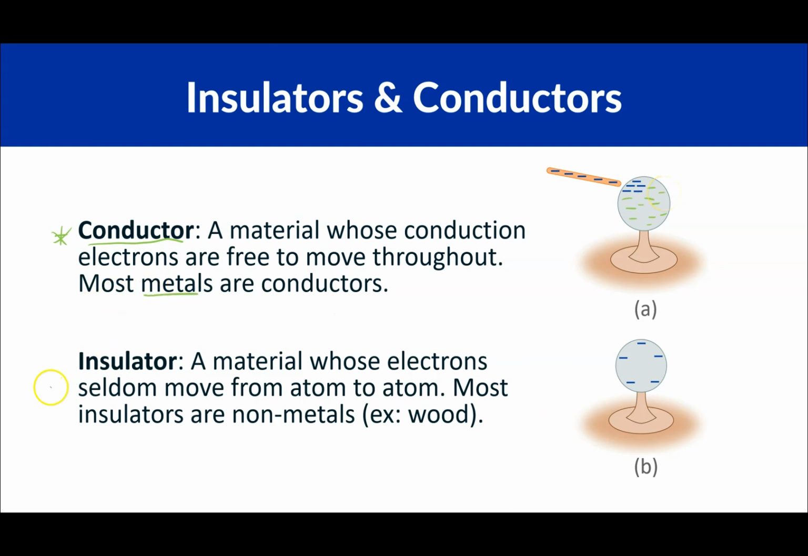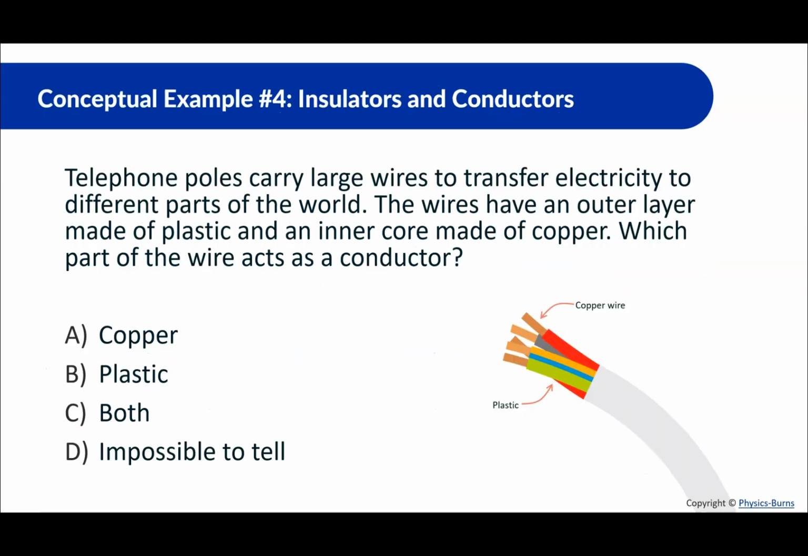Most metals are conductors. Insulators: a material whose electrons seldom move from atom to atom. Most insulators are non-metals, example wood. So what this means is that electrons would have a hard time moving. So wood, the electrons won't really move. Also with heat, if you put heat on wood, it doesn't spread so rapidly. Okay, so insulators are things where electrons don't move so rapidly.